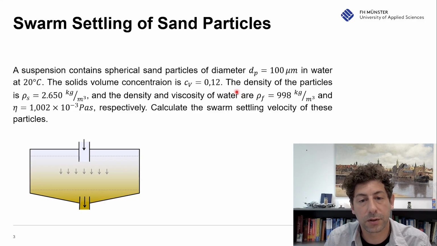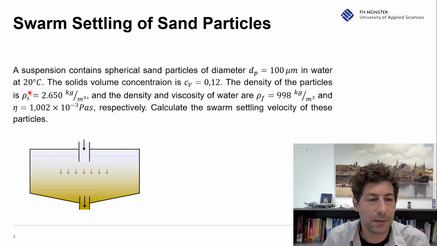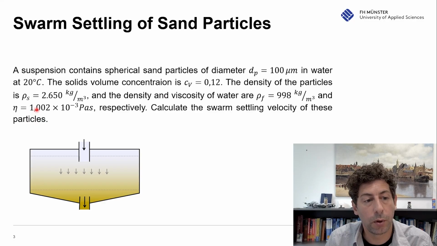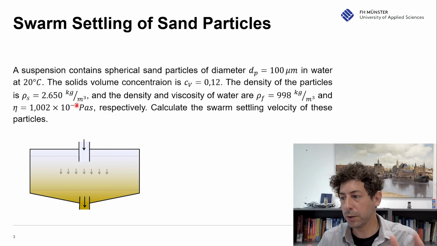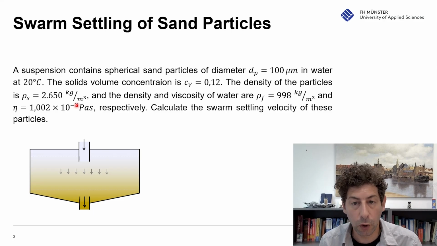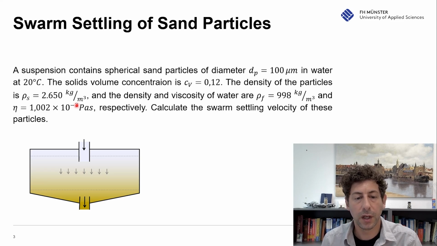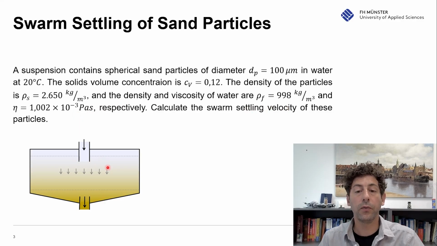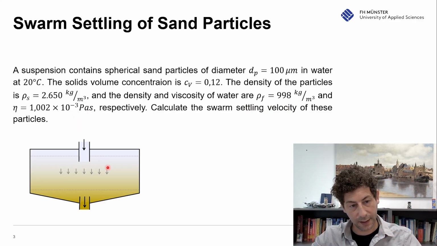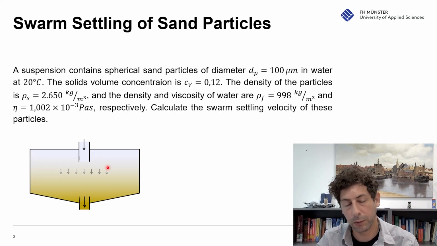And the density of the water is 998 kilogram per cubic meter, so very precise, and the same for the viscosity, which is 1.002 times 10 to the power minus 3 Pascal seconds. With all these numbers, which are very normally known, right, the size, the concentration, viscosity, density, it's easy to get these numbers. You are asked to calculate the swarm settling velocity of these particles. So how fast will the particles settle down in the thickening tank when we consider the full swarm of particles?